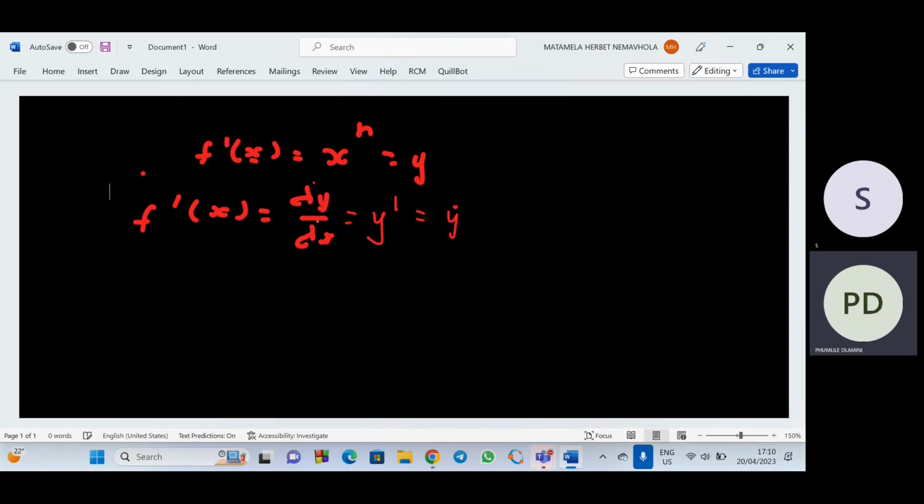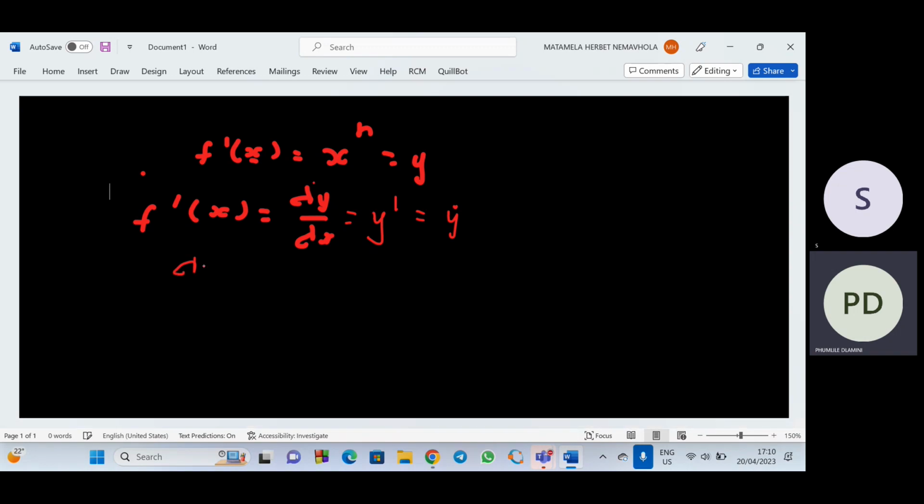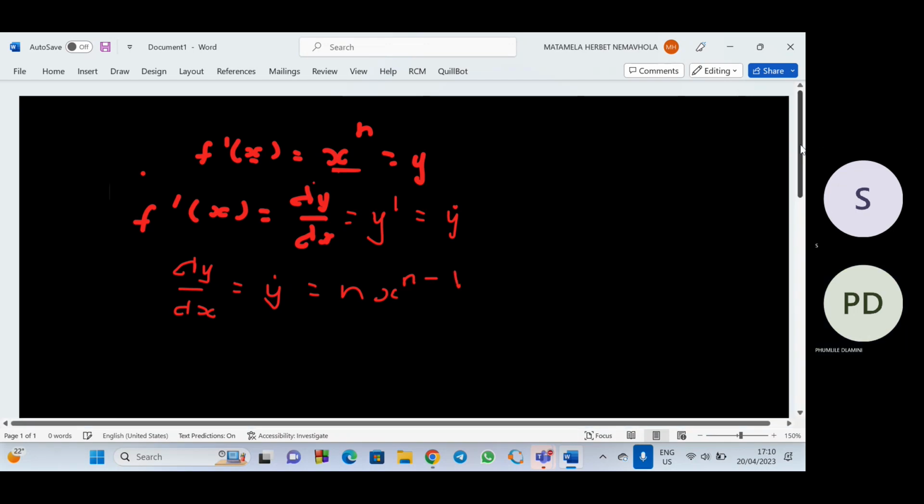You can write it as y dot. When you see y dot, remember that is the differentiation. So if I want to get dy over dx, which equals y dot, then for this one, it's going to take n down and x to the power n minus 1.